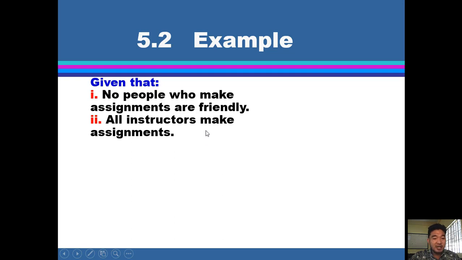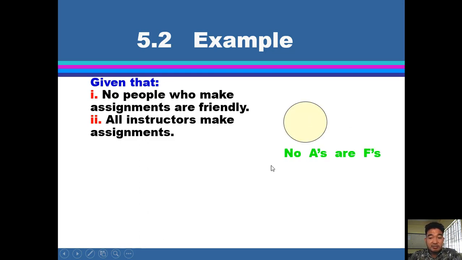All instructors make assignments. We have two statements here. The first statement is, no people who make assignments are friendly. Intindihin nyo, wala daw taong gumawa ng assignment ang friendly. Okay? So, ibig sabihin, kapag gumawa ka ng assignment, hindi ka friendly. And then, yung statement number 2, all instructors make assignment.